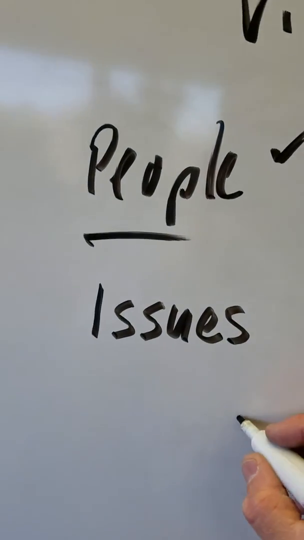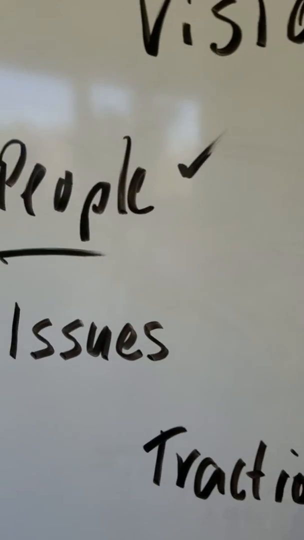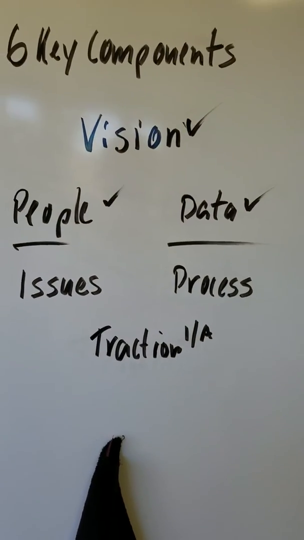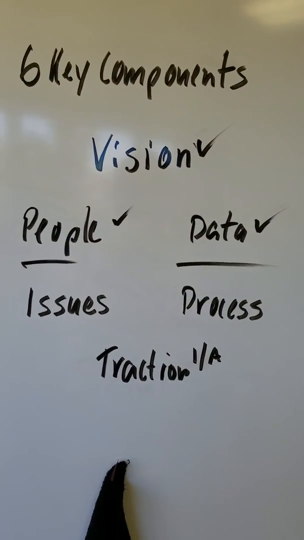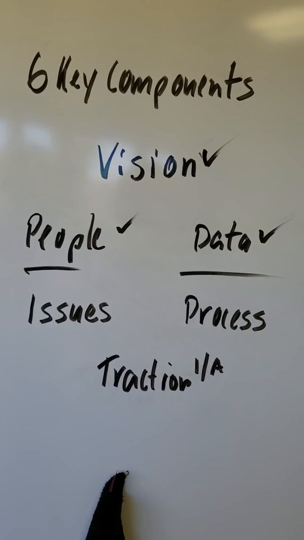And the sixth key component is what we call the traction component. And traction is just all about individual accountability and discipline. We put tools in place where everybody is honored, they know what they're supposed to be doing, how they're being measured, how they're being heard. And we create a really strong organization this way.